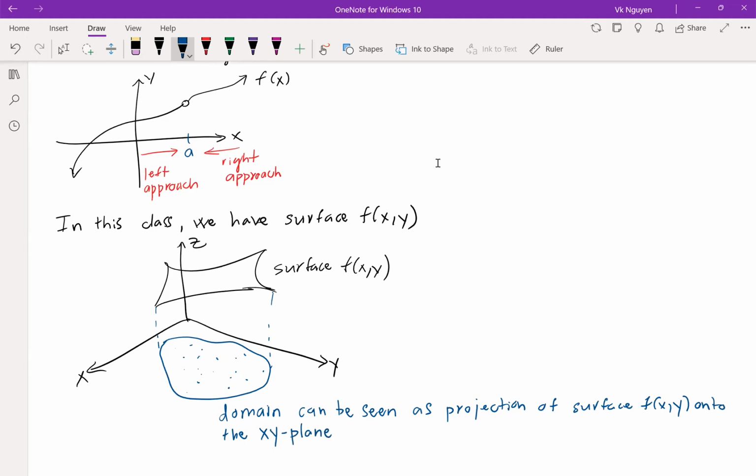Okay, so now when we have an open circle right here, we want to figure out the limit here. What is the limit right here? So in order to figure out that limit, we're gonna have to project that on here. So on here, you're gonna get a point. It has the x coordinate and the y coordinate.